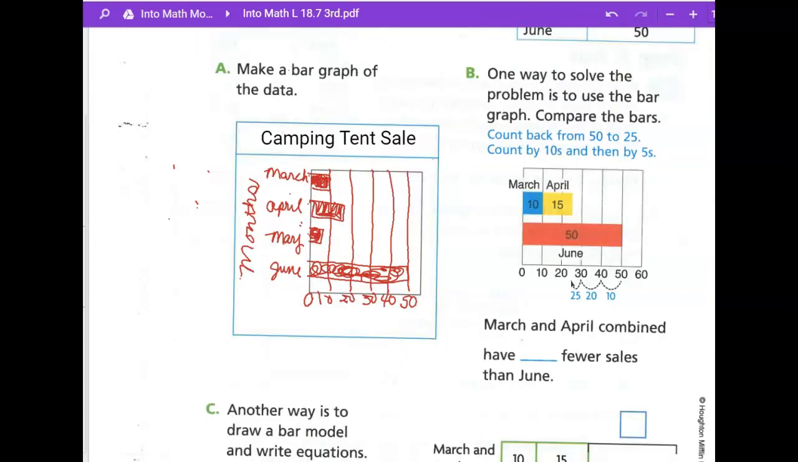Here we go. One way to solve the problem is to use the bar graph, or on B, compare the bars. Count back from 50 to 25. Count by 10s and then by 5s. Why are they counting to 25? Look on their bar graph. 10 plus 15. They put it on the bar graph and made it to 25. So March and April combined have 50 minus 25. Now, some of us know that 25 is half of 50, but some of us might not. So we're going to say 25, and we're going to put 25 in here.